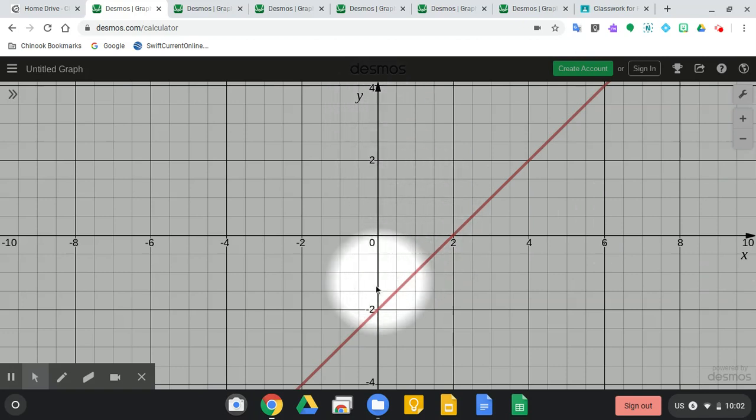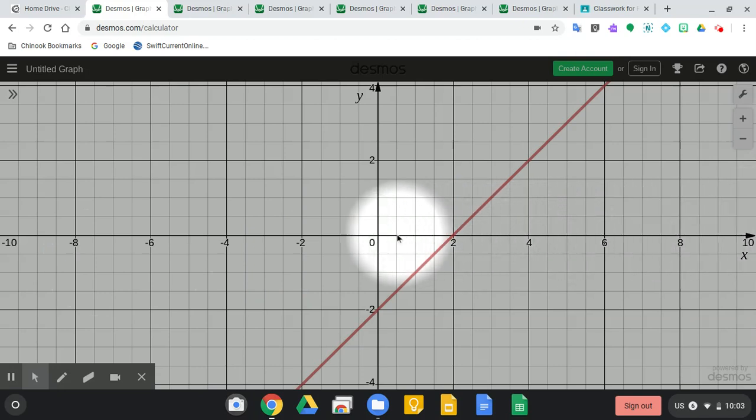And if I look at this line, it does go in this backwards direction. It does go in that forwards direction. So we say the domain is the set of all real numbers. This graph would extend forever backwards, forever forwards.